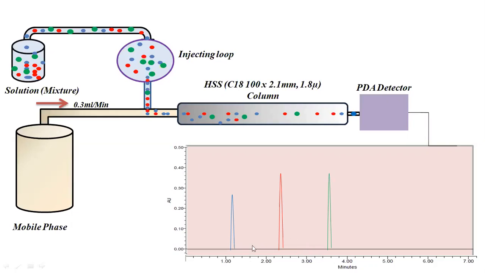So at what minutes are the peaks separated? In this way, it is very useful to identify, separate and quantify the compounds with the help of the chromatogram that we are getting from the recorder. So when we are analyzing, we can easily identify the compounds and quantify the compounds.